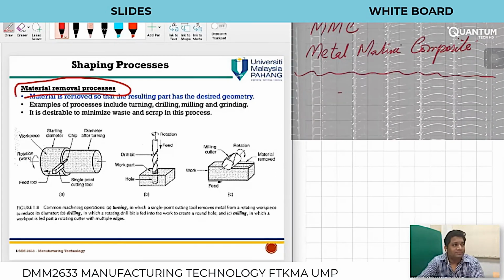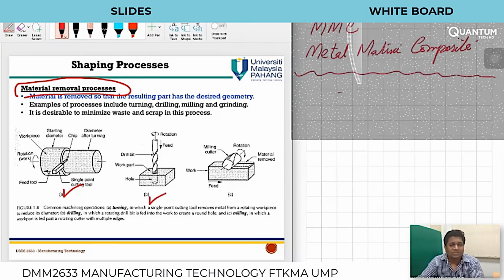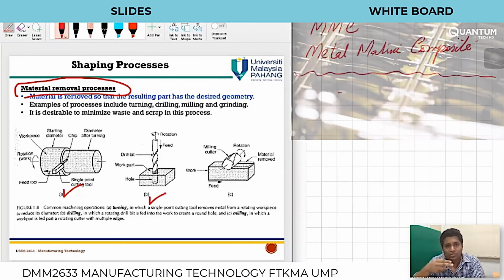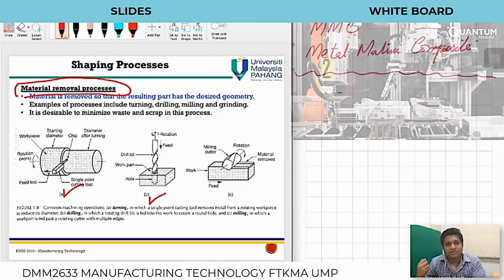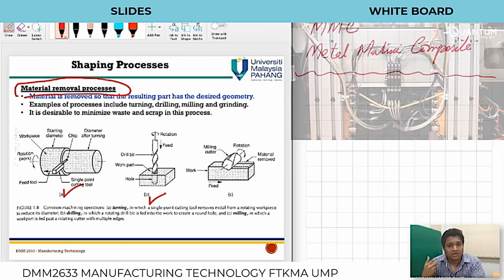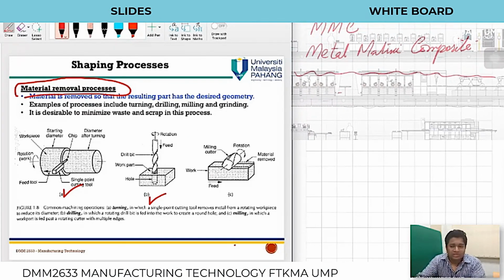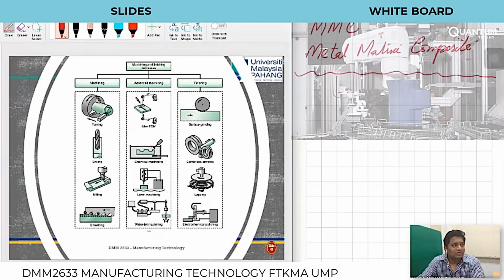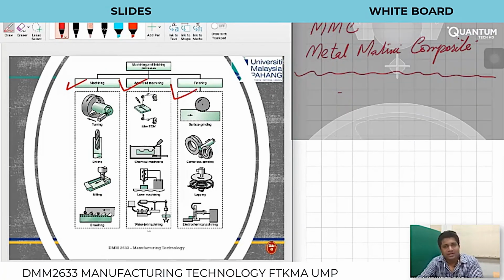So this is called a turning process. This is called drilling process. Whenever you're doing drilling in a hole, the material is removed from the wall. So that is why it is called material removal process. There are different types of material removal process also: machining, advanced machining, finishing. We will learn that later on.